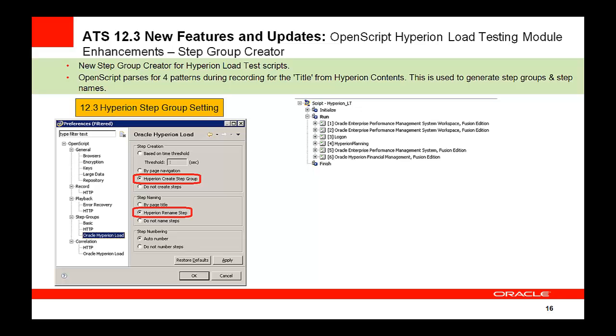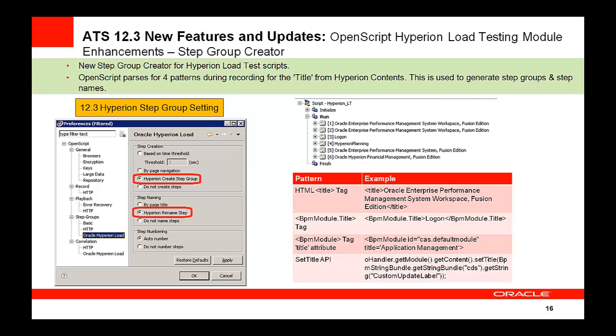We have also enhanced the Hyperion load test module with new step group creators to provide an easier way to understand the script flow. This provides a more effective way to test the server and provides a more meaningful load test report. OpenScript now parses for 4 patterns during recording of a Hyperion application. The patterns are shown in this table. If one of these patterns are detected, OpenScript will create a step group with the title enclosed in the tags or API.